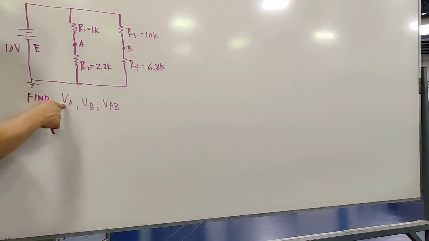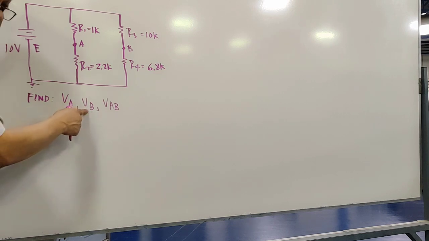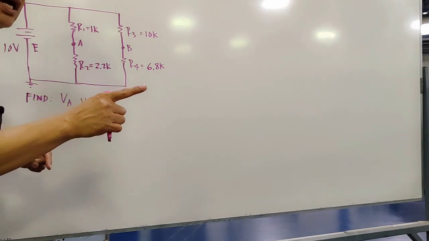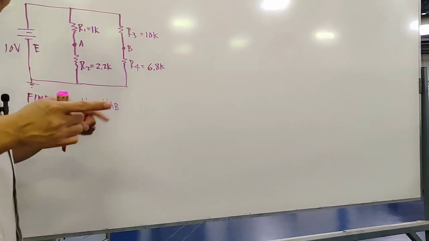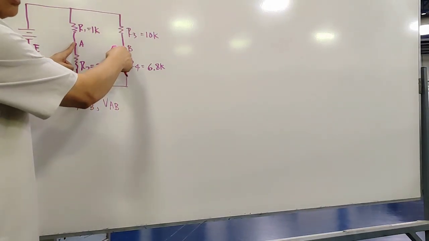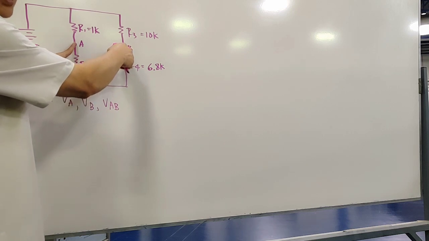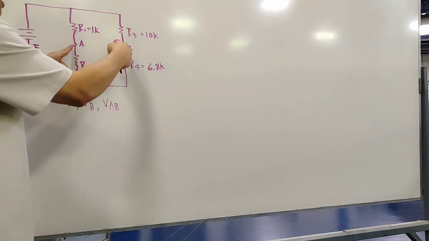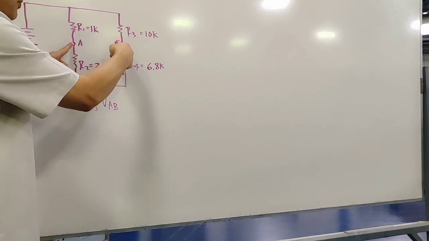Again, this is the voltage at point A. This is the voltage at point B. VAB is the voltage between points A and B. So meaning, if you have the DMM, this would be VAB. This is negative, this is positive.